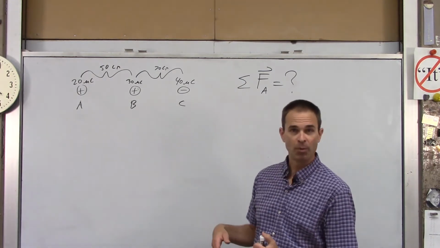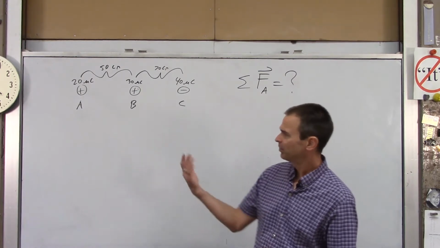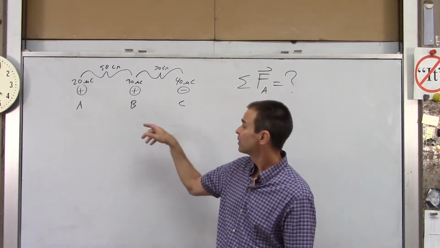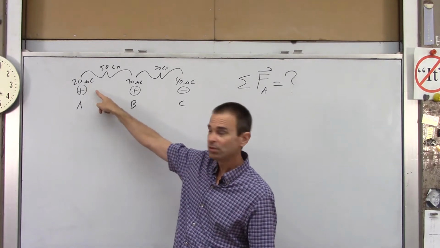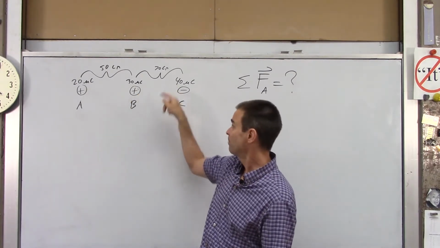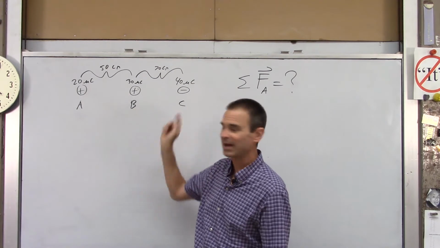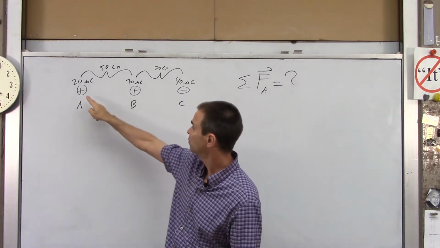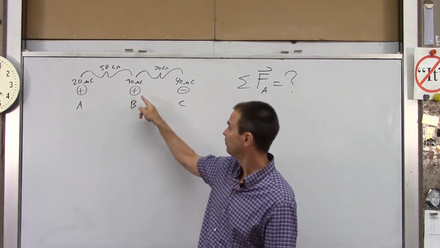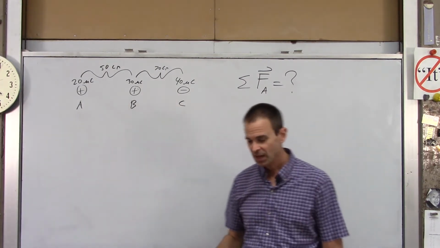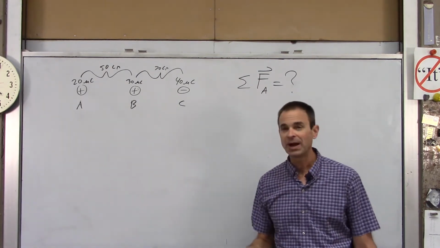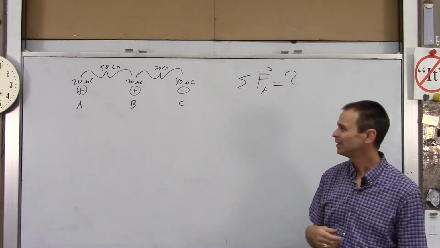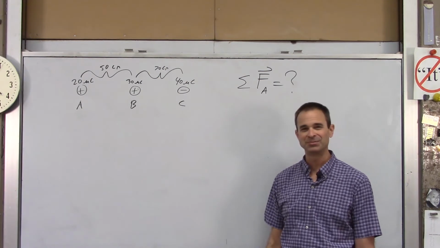You might want to pause the video and copy this down, but it's a real simple diagram. We've got three charges in a line: 20 microcoulombs, 30 microcoulombs, and 40 microcoulombs, plus, plus, minus. I've labeled them A, B, and C, which is going to be useful. The distance from A to B is 50 centimeters, and from B to C it's 70 centimeters. Our goal is to figure out the net force acting on charge A. If you need a moment, go ahead and copy that down.